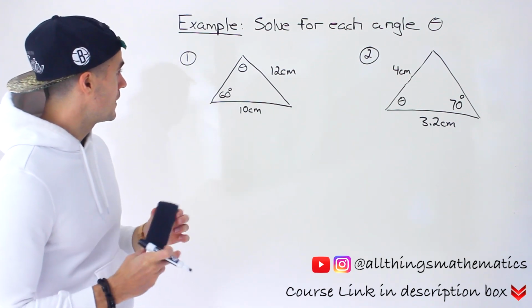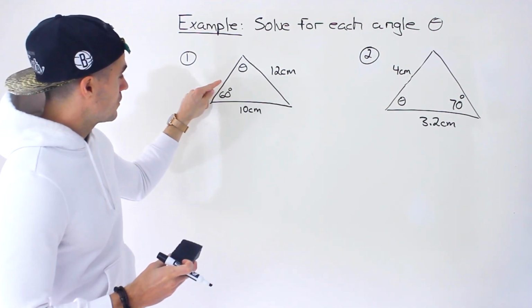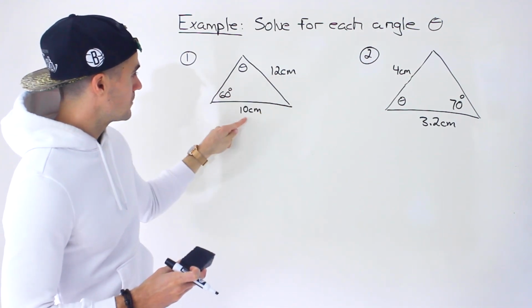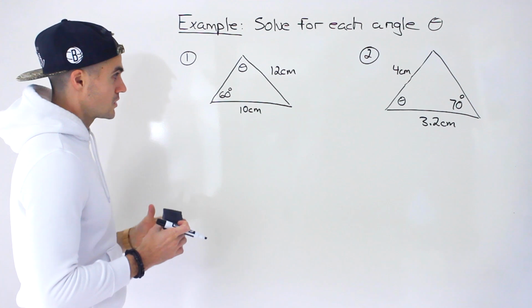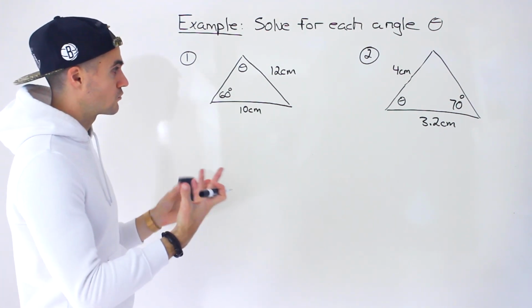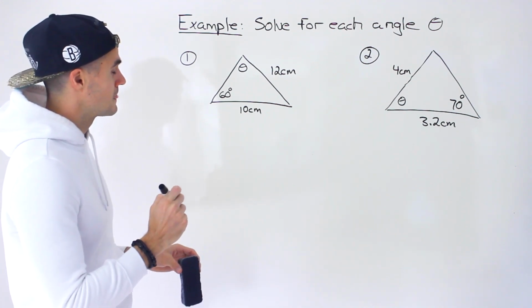Starting with this one, notice that next to the angle theta we have another angle, which is 60 degrees. Then we have this side which is 12 centimeters, and this side which is 10 centimeters. Also notice that this is an acute triangle, a non-right angle triangle, so we do have to use the sine law to solve for anything.